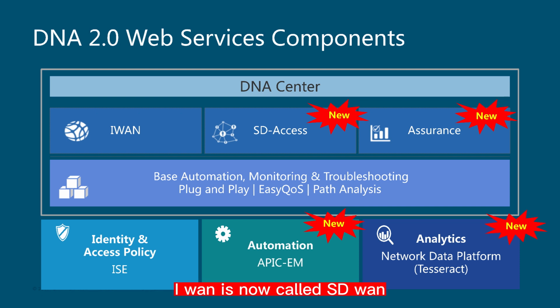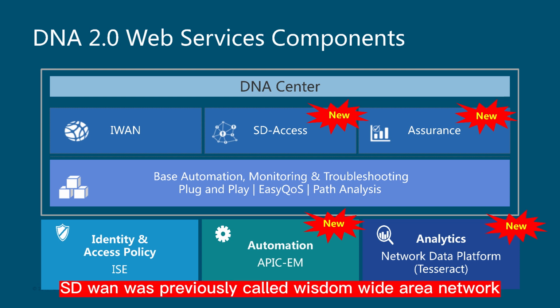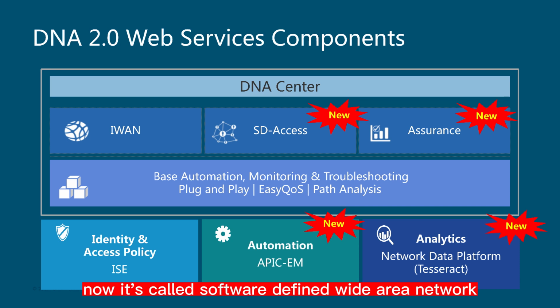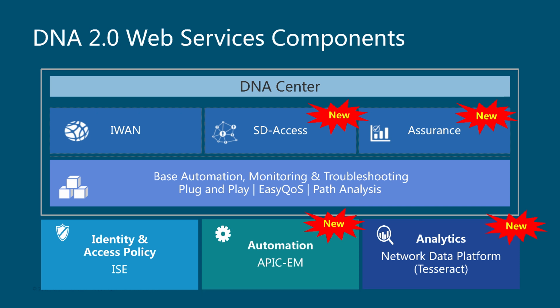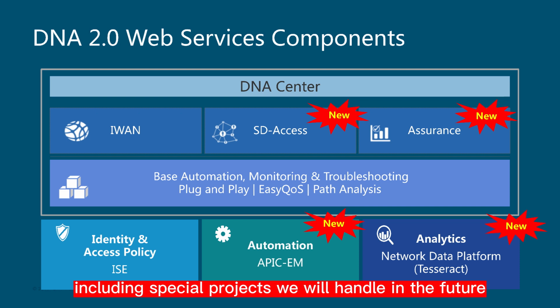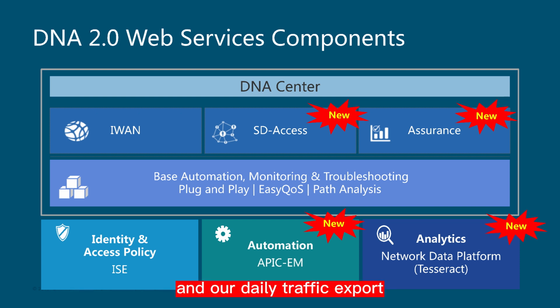IWAN is now called SD-WAN. SD-WAN was previously called Intelligent Wide Area Network. Now it's called Software-Defined Wide Area Network. It can be done in some large networks, with some traffic load on egress, for example, engine room, bank etc., including special projects we will handle in the future. And our daily traffic export are capable of loading. It is quite powerful. But now for businesses, these things are not used in the enterprise.